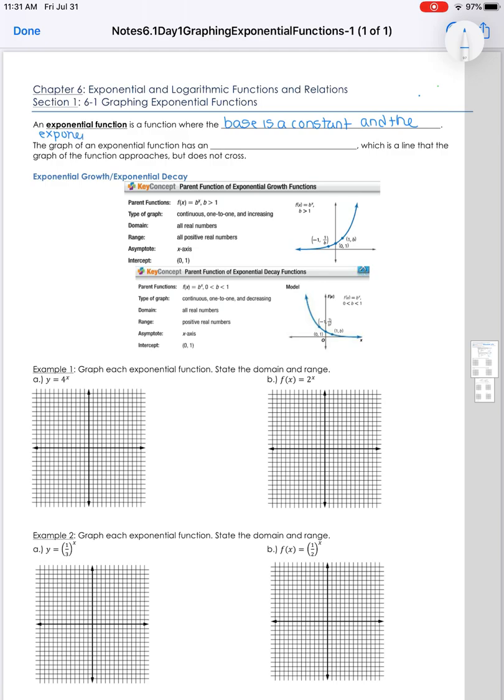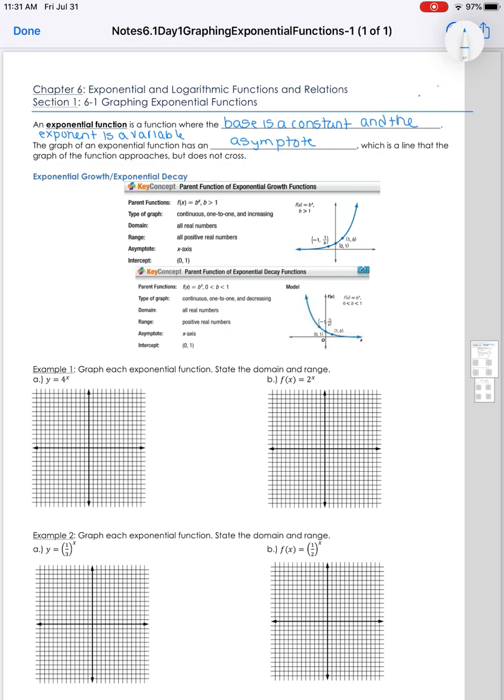So usually we're used to seeing it differently. We're used to seeing the base as the variable and the exponent as a number. The graph of an exponential function has an asymptote, which is a line that the graph of the function approaches, but it never crosses.